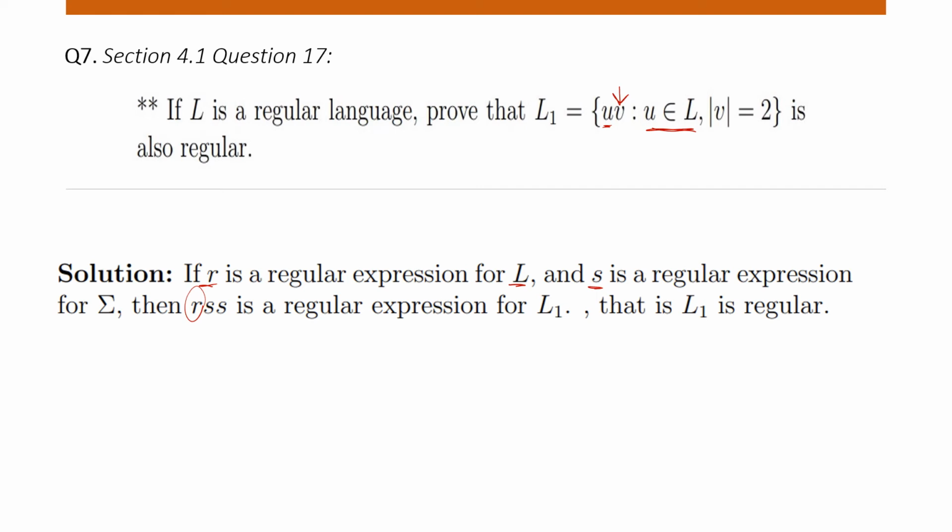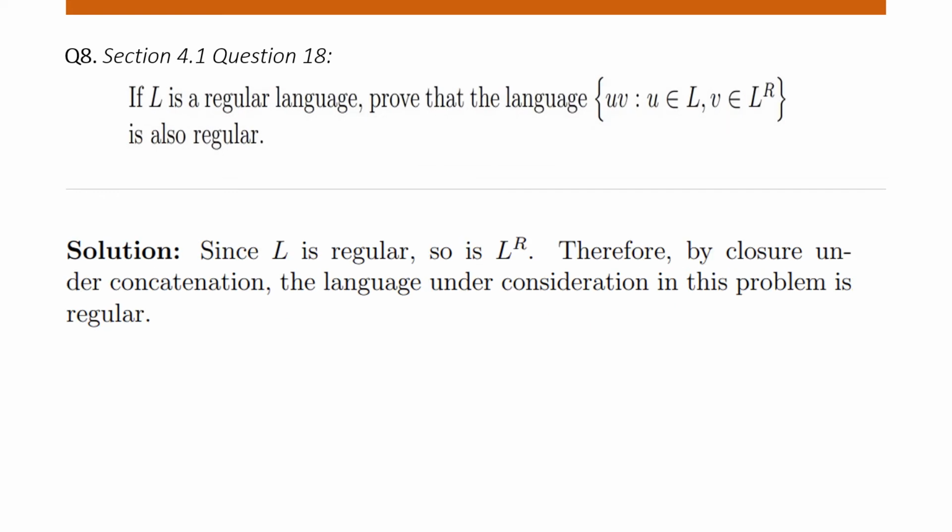So if you take any two symbols in the alphabet, that's regular, that's finite, and you concatenate it with any other string that is regular, then of course it's going to be a regular language. All right, so you want to show that if L is a regular language, then if you concatenate any strings in L with any strings that are in the reverse of the language, you can show that it's also a regular language.